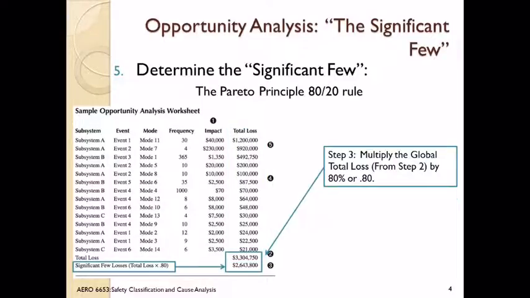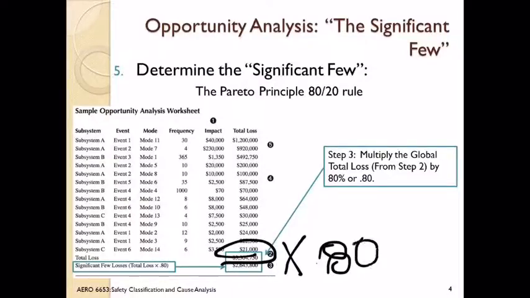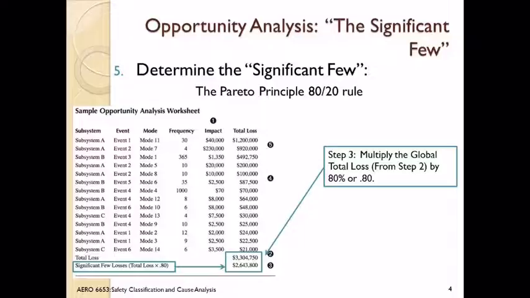Here's the cool part now. Multiply that global loss figure times 0.80. That represents 80%. The number you get is the 80-20 line in the Pareto principle. It's the significant few number.